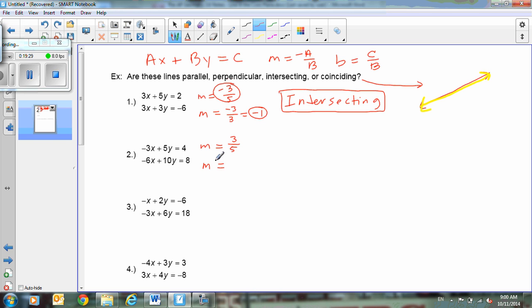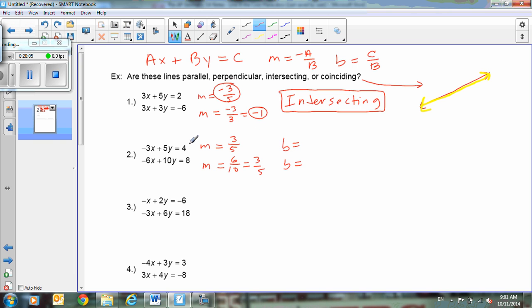The slope of the second line, let's take the opposite of a over b. The opposite of negative 6 is positive 6. And then b, our coefficient of y, is 10. 6/10 reduces to 3/5. So notice that these two lines have the same slope. If they have the same slope, we know that they are either parallel or they could be coinciding. They could actually be the same line. So we can't stop here. We have to investigate further. Let's go ahead and look at their y-intercepts and see if we can figure out what's going on.